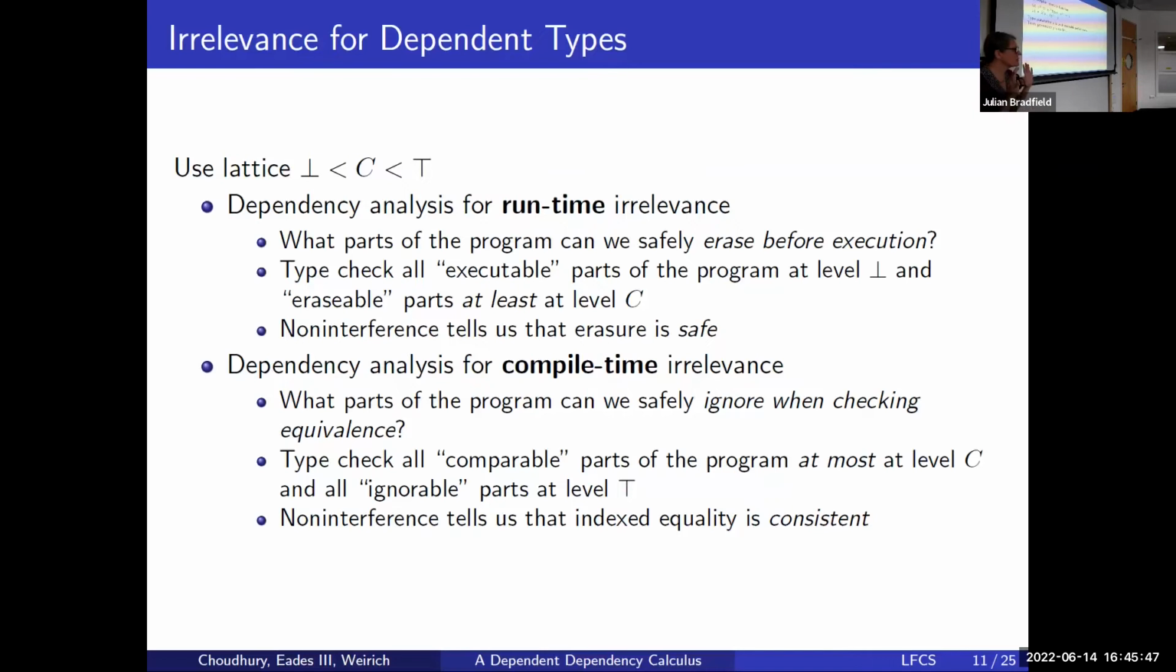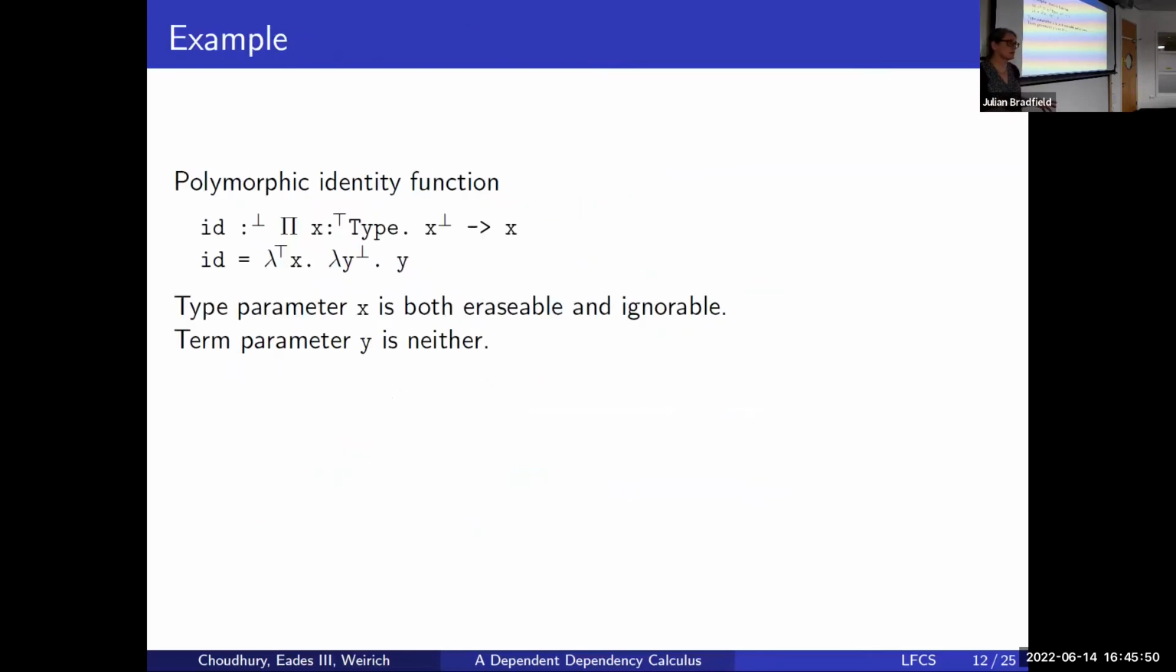Okay, so let me show you some examples of what type checks in this system. So here's our polymorphic identity function. This is an example of a function with an argument that we want to both erase and ignore. The polymorphic identity function says that for any type, you give me an argument of that type, I'll give it back to you. So the type argument is erasable and ignorable. The value argument y is neither. You have to keep it around.